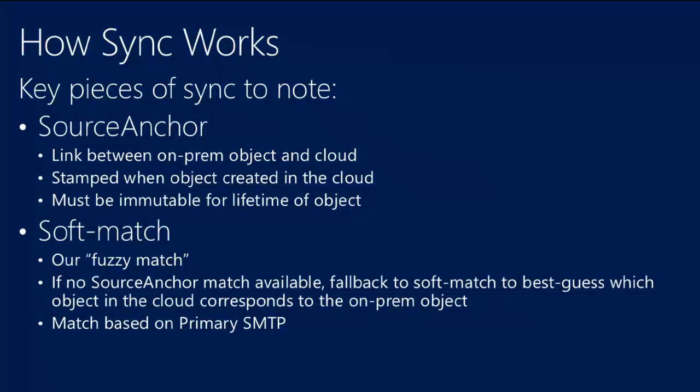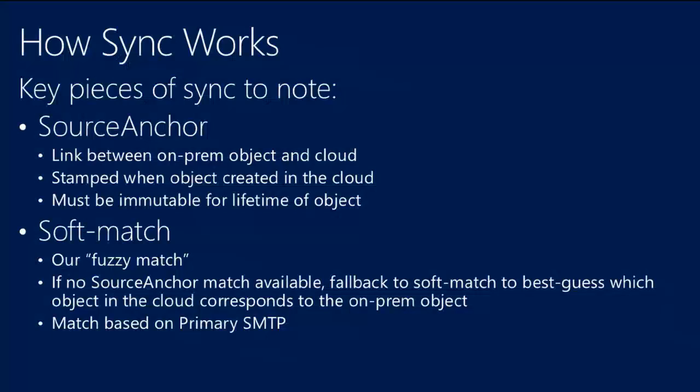Real quick, how sync works. There's a couple of key concepts that we get asked about a lot, so I'll run through them here. The first one is what we call a source anchor. This is going to become important for single sign-on as well. The source anchor is the link between the object in your on-prem AD or directory and the cloud. That's how we know this is the same object, so DirSync will be able to update that object appropriately. We stamp that when we create the object in Azure Active Directory, and it's also used for the single sign-on scenarios. The key thing here is it needs to be immutable.